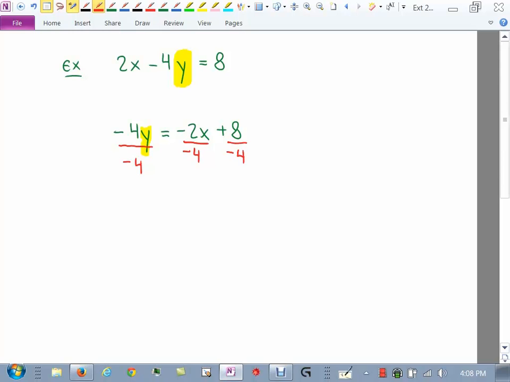All terms. What is negative 4 over negative 4 over here? It's 1, so that's just y. And over here, what's negative divided by negative? Positive. What's 2 over 4? 1/2, same thing. And then x is still there. Notice I separated the numbers. The negative 2 over negative 4, I reduced it as 1/2, and I just separate it from the x, like a fraction out front. What's 8 divided by negative 4? Negative 2. Okay, that should be it.